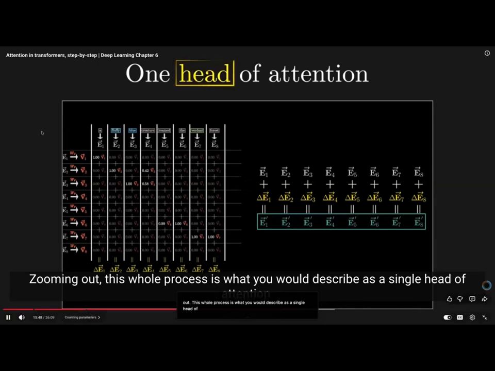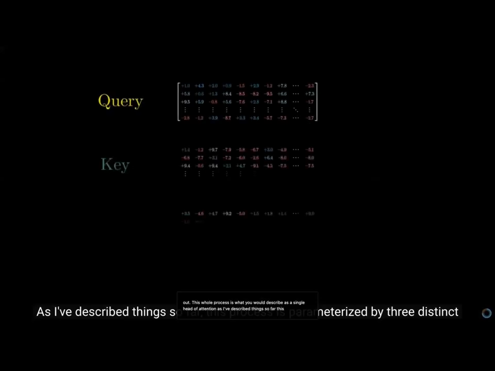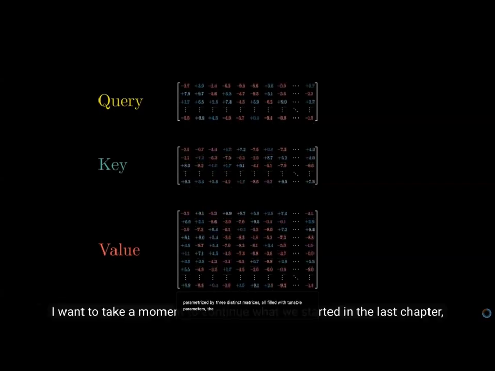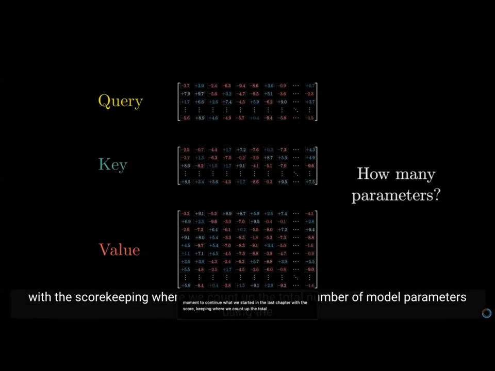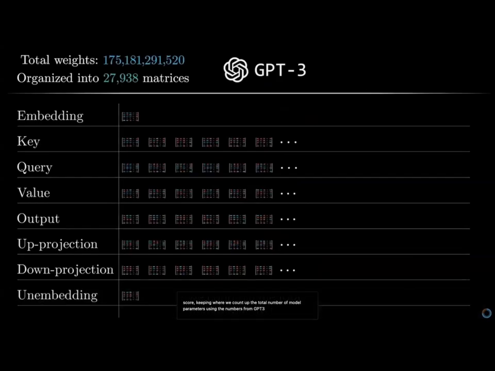A single head of attention. As I've described things so far, this process is parameterized by three distinct matrices, all filled with tunable parameters: the key, the query, and the value. I want to take a moment to continue what we started in the last chapter with the scorekeeping, where we count up the total number of model parameters using the numbers from GPT-3.